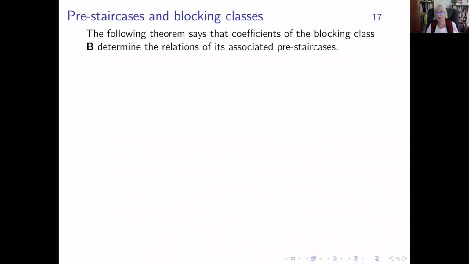Okay, now pre-staircases and blocking classes. Yeah, this is what I was thinking. So the point is that the coefficients of the blocking class determine the relations of the associated pre-staircases. So this is something we discovered. We noticed that all our potential staircases had these relations, and we hadn't a clue what these relations were, except it allowed you to give a neat description of the staircase.